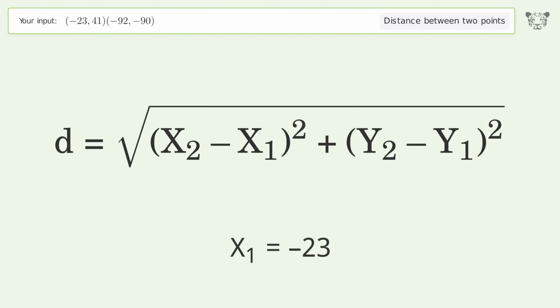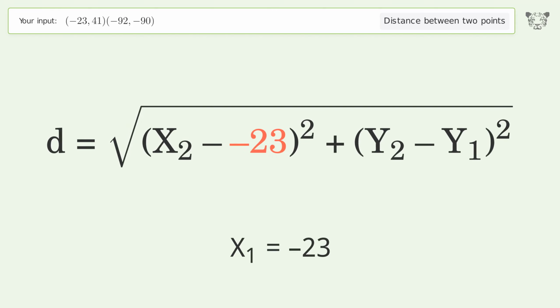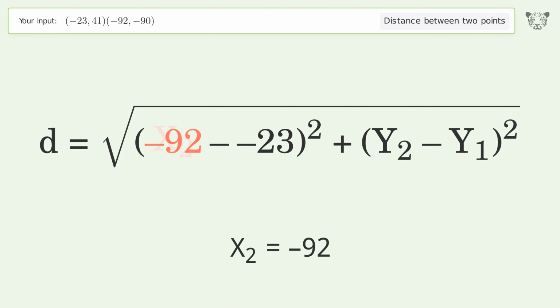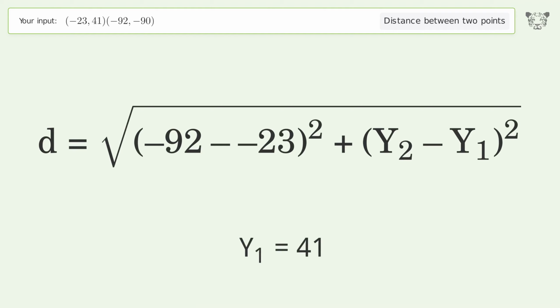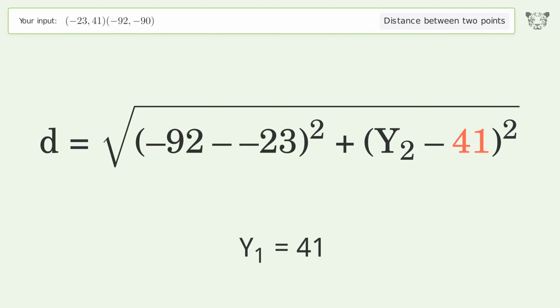x1 equals -23. x2 equals -92. y1 equals 41. y2 equals -90.